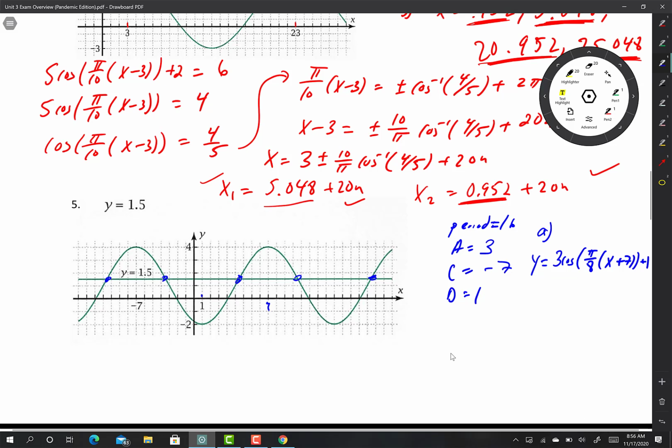So I'm going to go ahead and use Desmos for that. It says y equals 1.5. So let me write my equation down really quick because, you know, y equals 3 cosine pi over 8 (x plus 7), close, plus 1. And here we go.